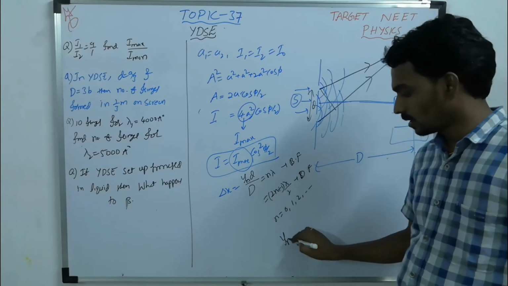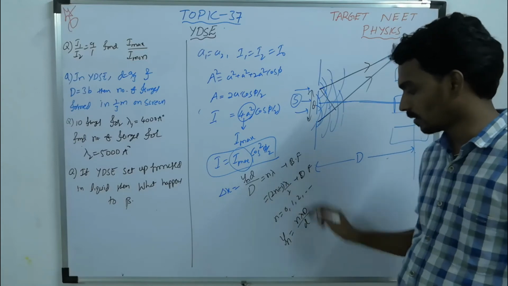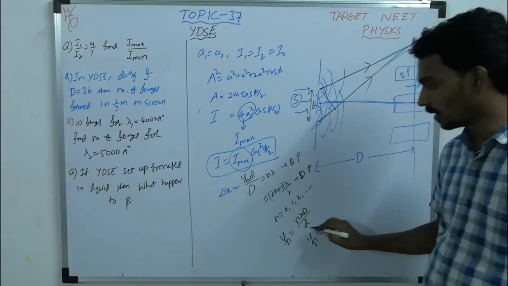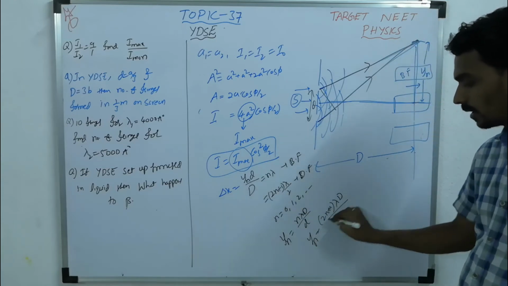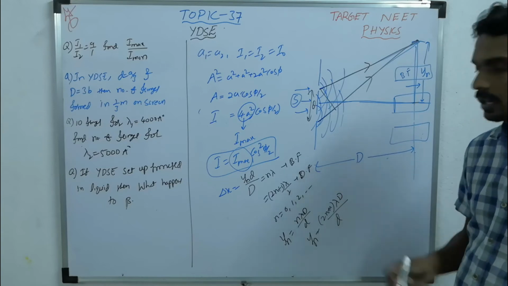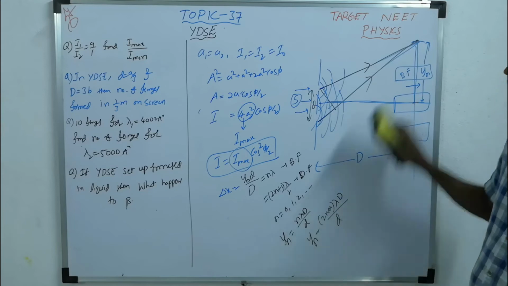Now the distance of the nth fringe will become n lambda D by d in case of a bright fringe, and (2n plus 1) lambda D by 2d in case of a dark fringe. So based on this, questions can come.